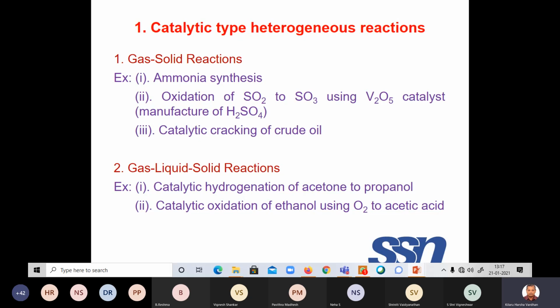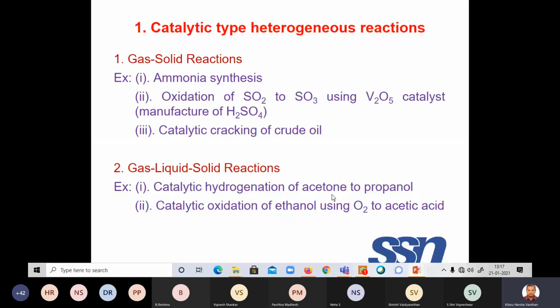Now we'll see one more. Gas, liquid, solid reactions. What does that mean? Gas is a reactant, liquid is the product on a solid surface, or liquid is the reactant, gas is the product on a solid surface, or whatever it is. So you can see the examples.